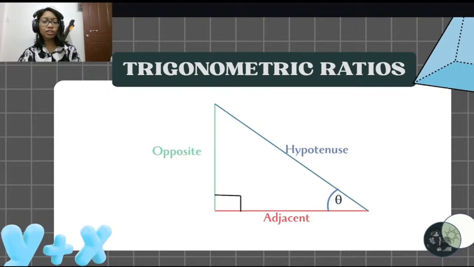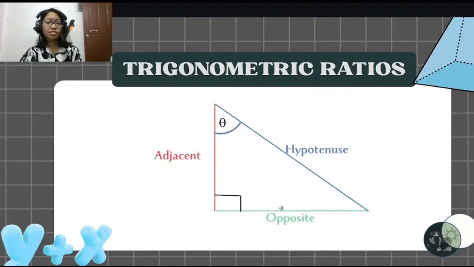In the given illustration, this is the angle we are focusing on. The opposite side is the side across the angle, which is this side, and the adjacent side is this side next to or beside the angle. But what if the angle we are focusing on is the other angle? The side across the angle is now this side, and the adjacent side, the side next to the angle, is now this side.